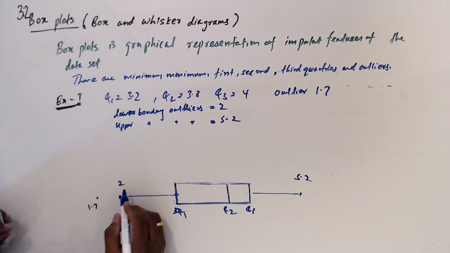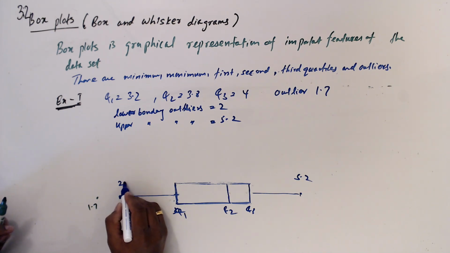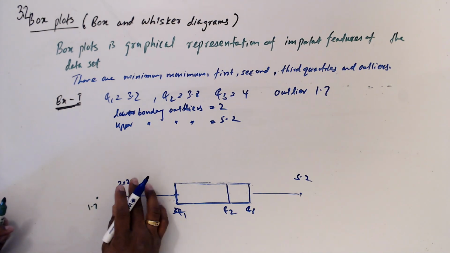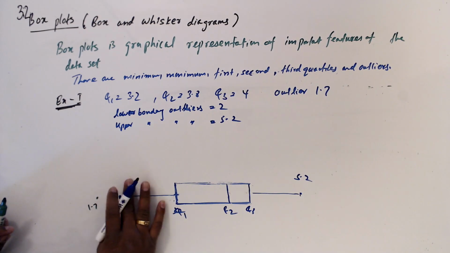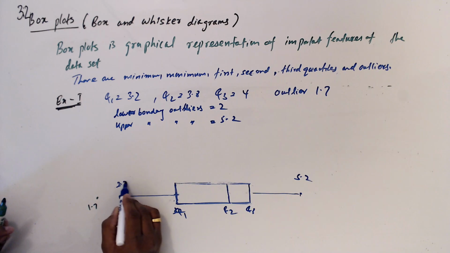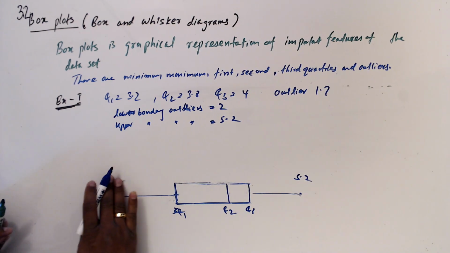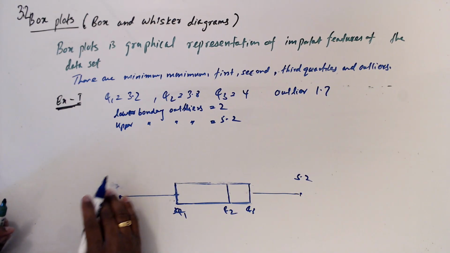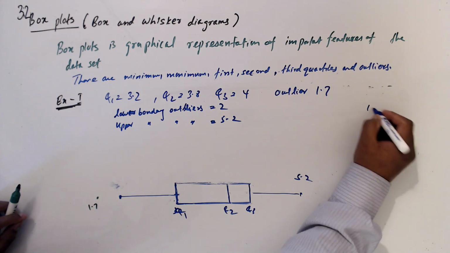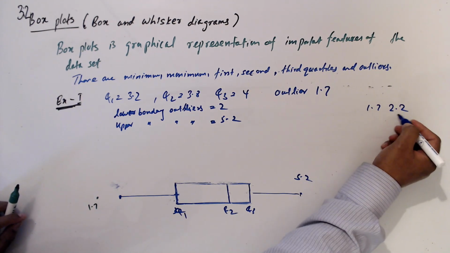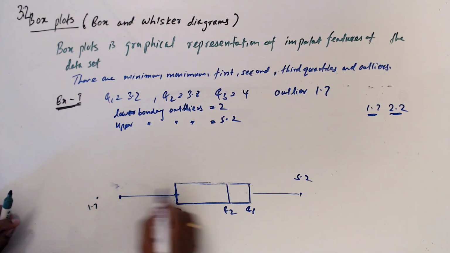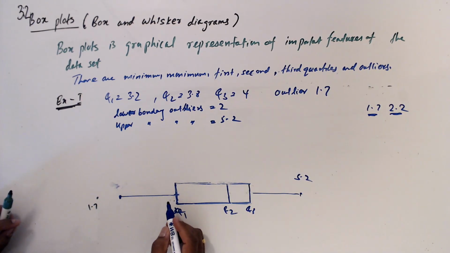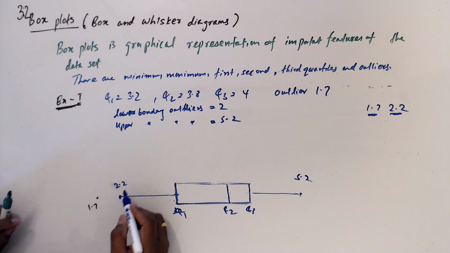Actually, in the previous sum, it should be 2.2. I think I wrote it as 2. It should be corrected to 2.2. I'm sorry about this, because just now I noticed that when you take the 1.7 out, the next value is not 2, it is 2.7. So in the previous box plot, it should be 2.2.